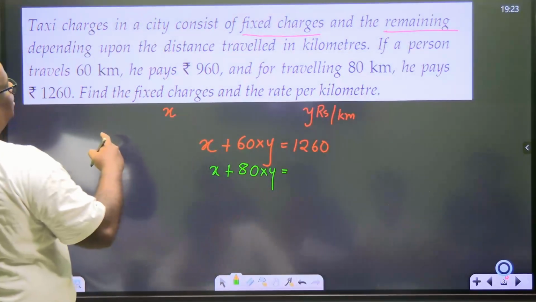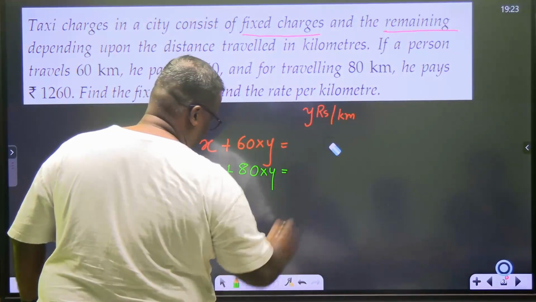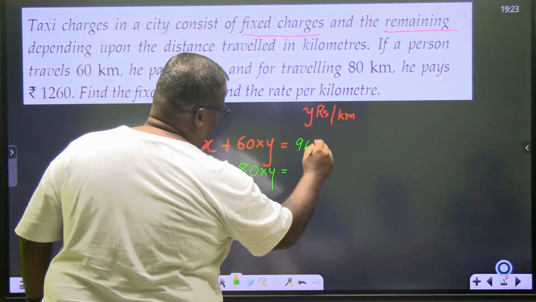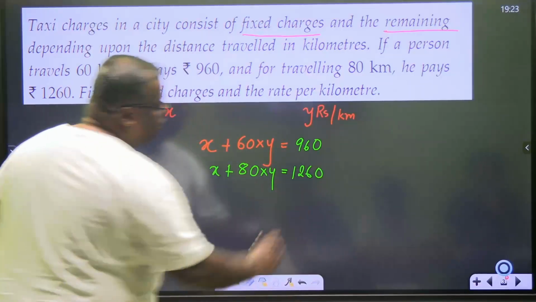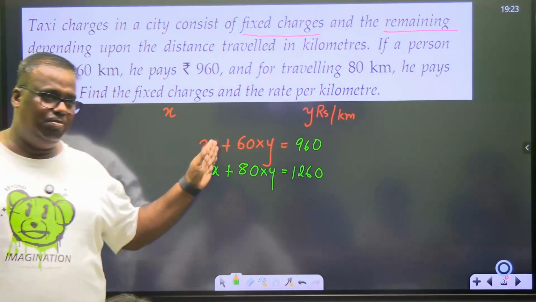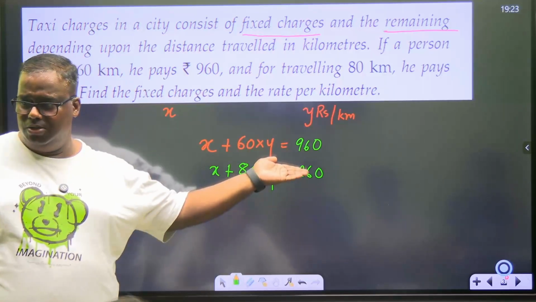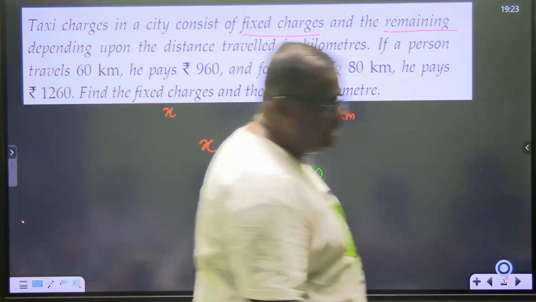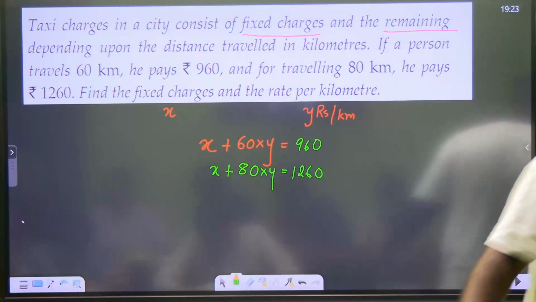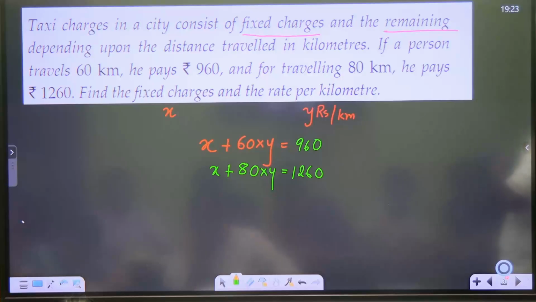Okay, 960. Yeah, sorry. That 960. Sorry. So this is 960, and this is how much? 1260. Now apply common sense. Fixed charges are always same. अबे ज़्यादा गए हो तो ज़्यादा पैसा दोगे, कम गए हो तो कम पैसा दोगे. That way also you should check when you are writing your question, whether you are writing it correct or not. So this is also a very nice elimination case. X and X can be eliminated straight away.